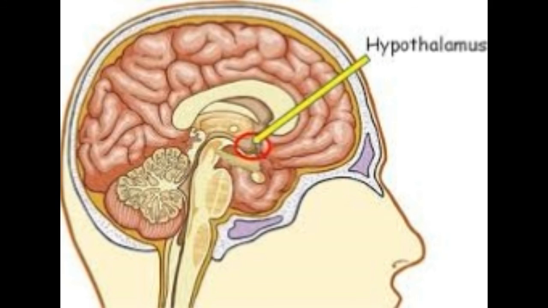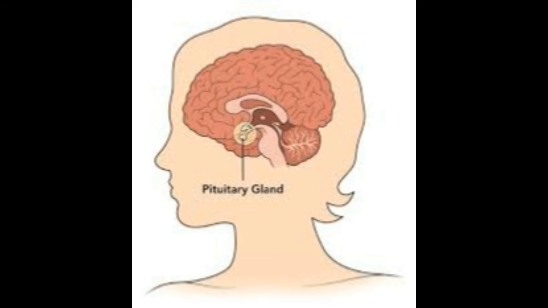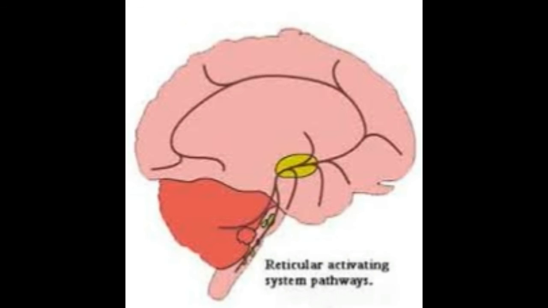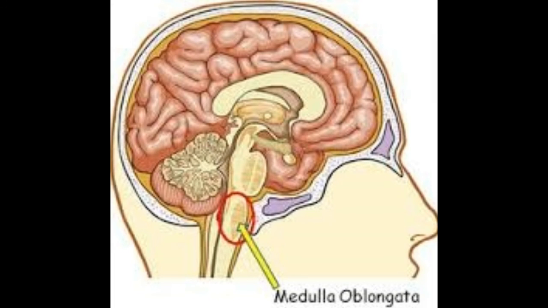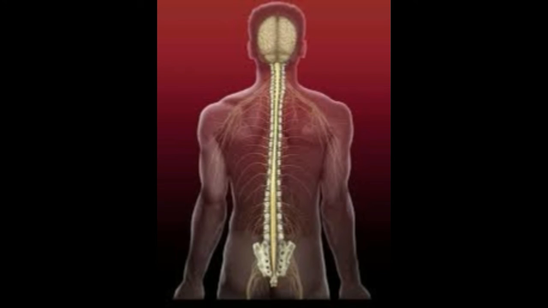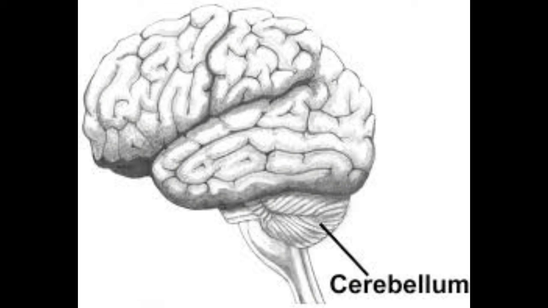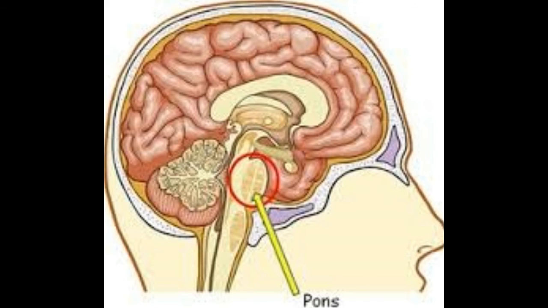The pituitary gland, a master endocrine gland. The reticular formation helps control arousal. The medulla controls heartbeat and breathing. The spinal cord: pathway for neural fibers traveling to and from the brain, controls simple reflexes. The cerebellum coordinates voluntary movement and balance. Finally, the pons relays information between the cerebrum and the cerebellum, controls arousal and regulates respiration.